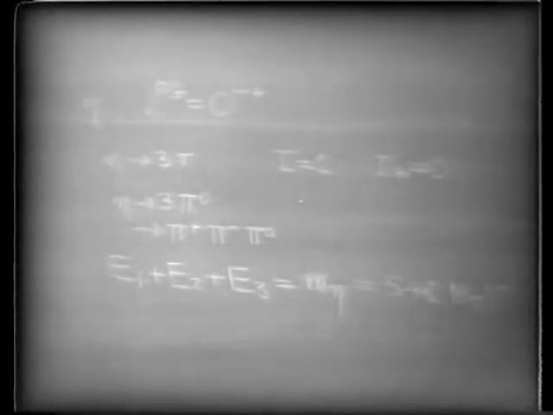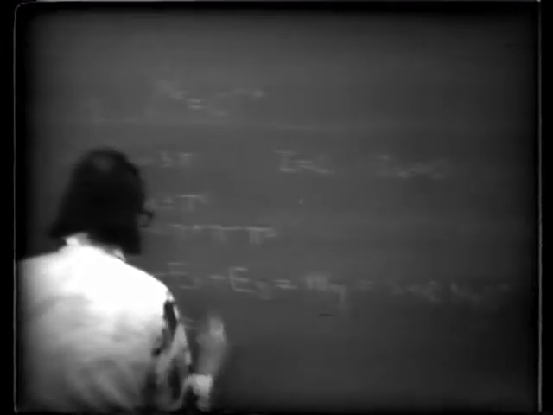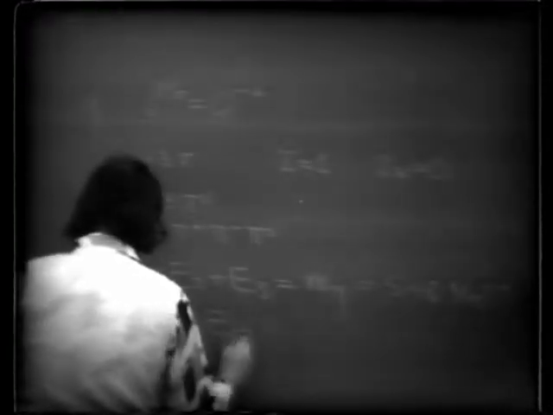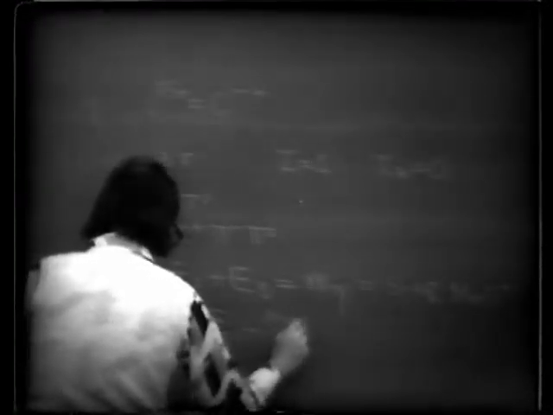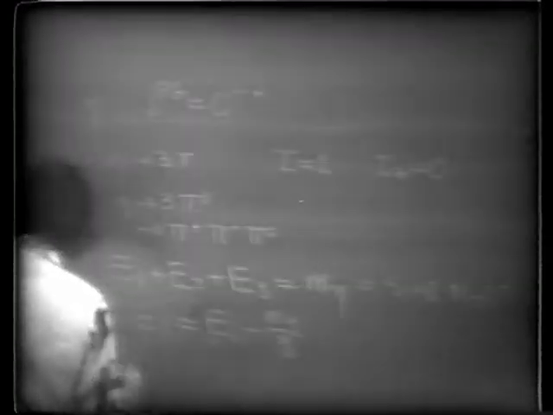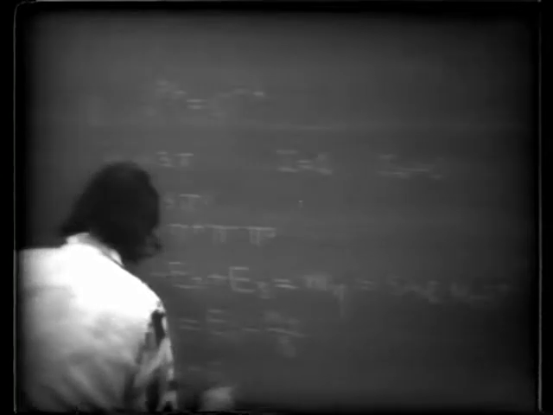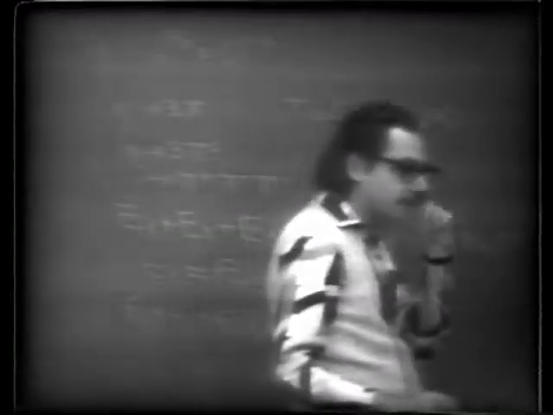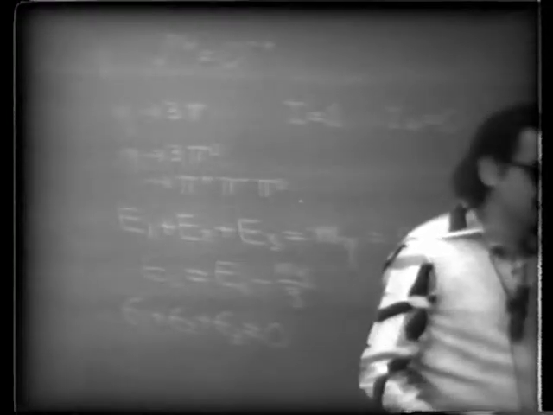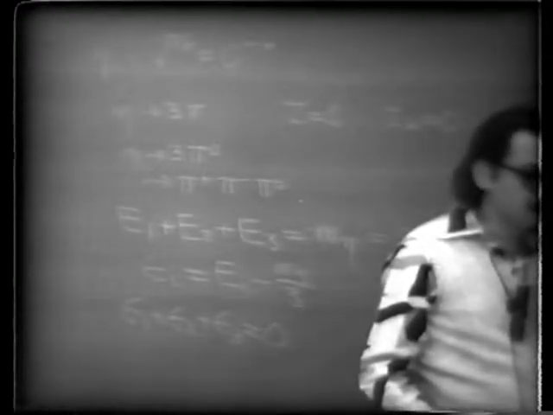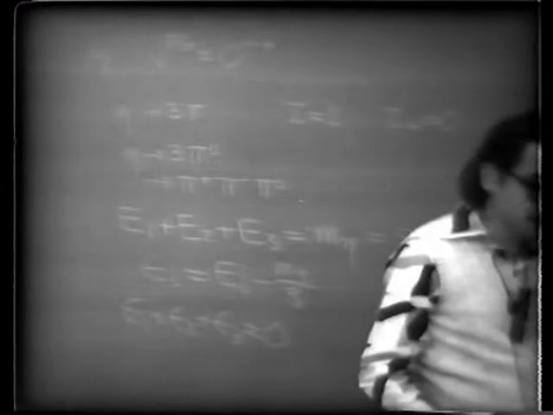For our purposes, it will be convenient to introduce new variables. Epsilon i equals E i minus M eta over 3, and then epsilon 1 plus epsilon 2 plus epsilon 3 equals 0. And the center of the Dalitz plot, assuming we ignore the electromagnetic mass differences between the pions, is the point where all the epsilons vanish.